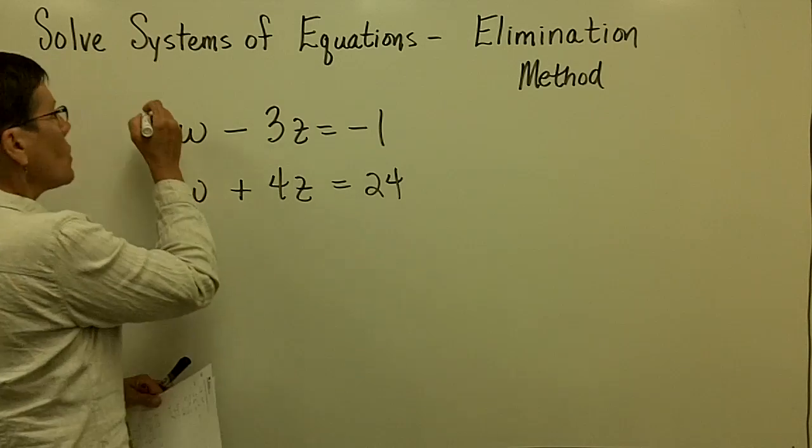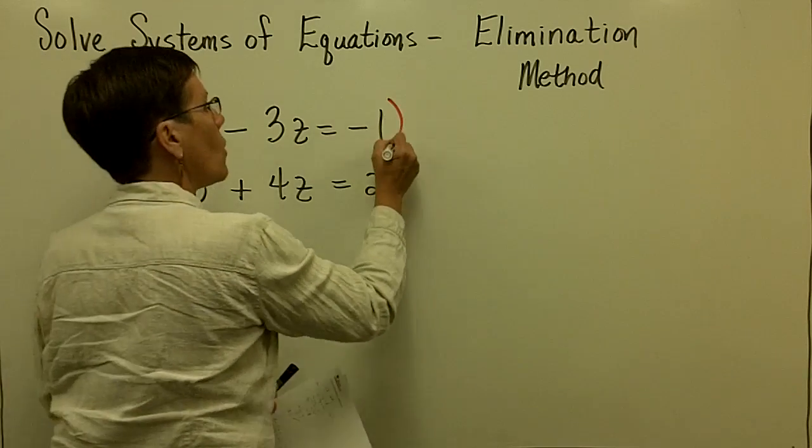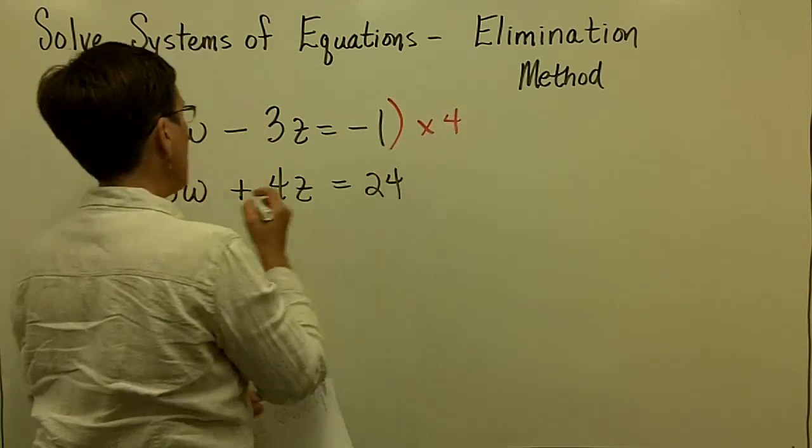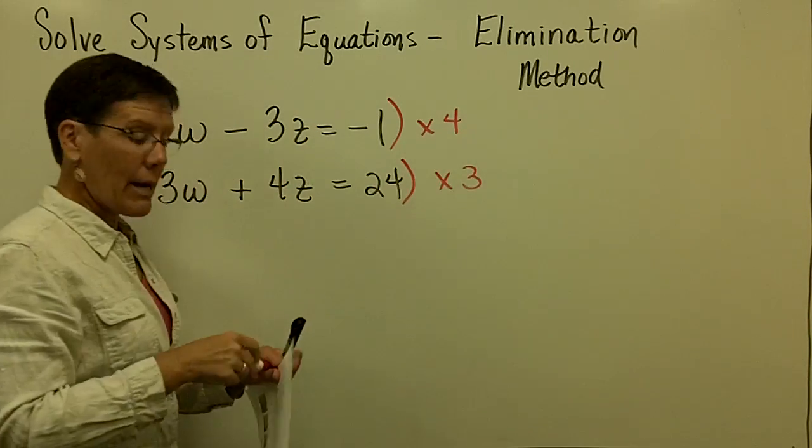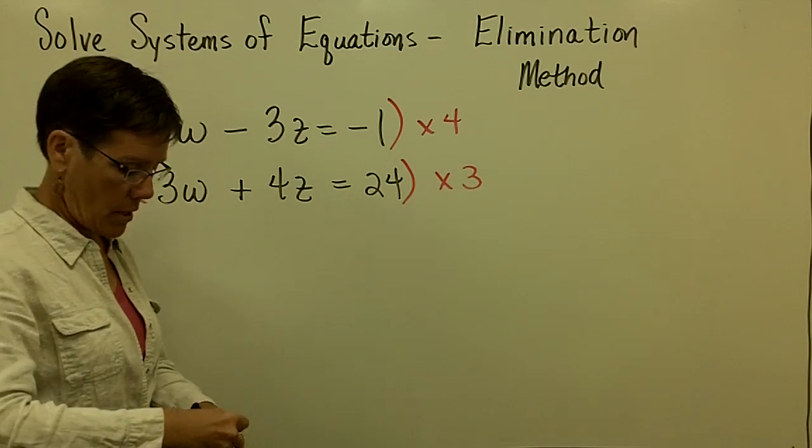Because these signs are already opposite one another, it doesn't require me to multiply by a negative number at all. So I'm going to choose to multiply this whole equation by 4, and I'm going to multiply this whole equation by 3, and I don't have to deal with negative signs at all.